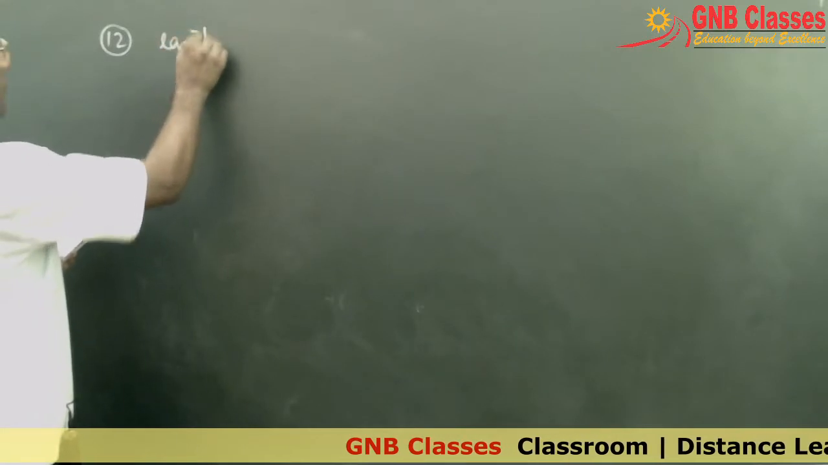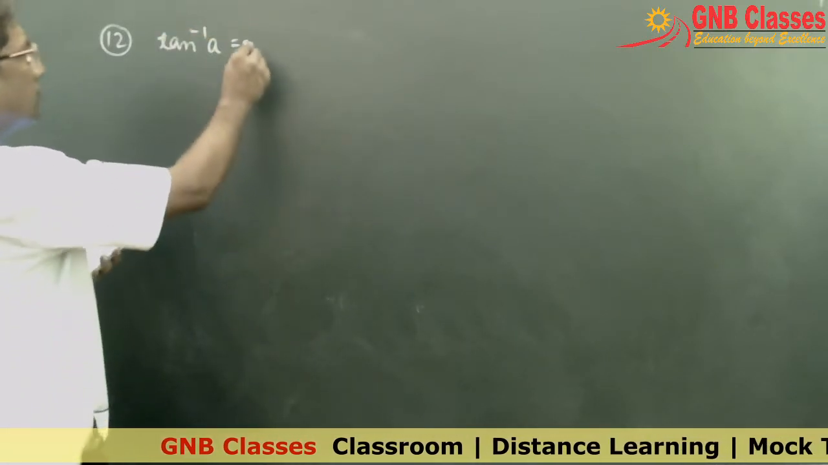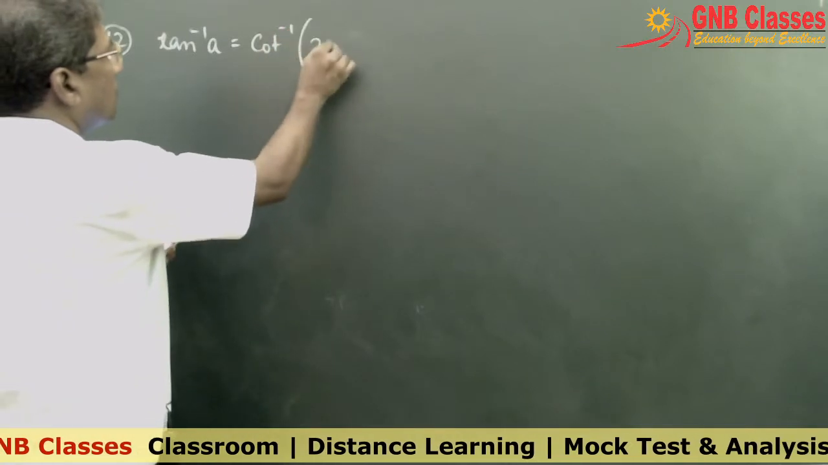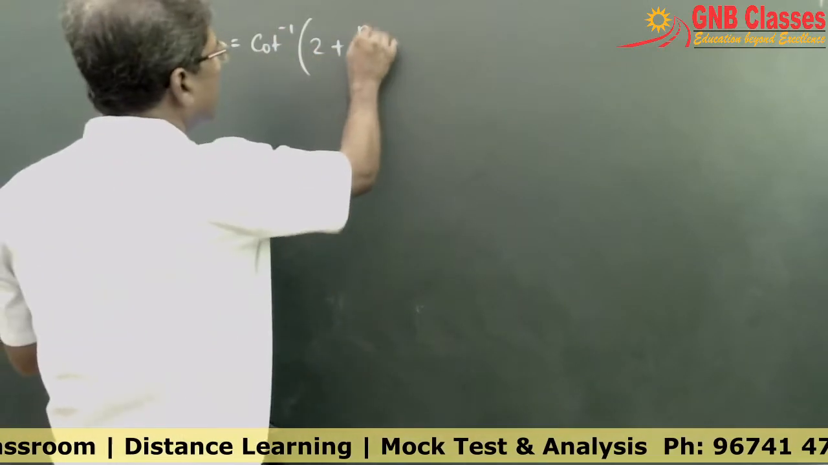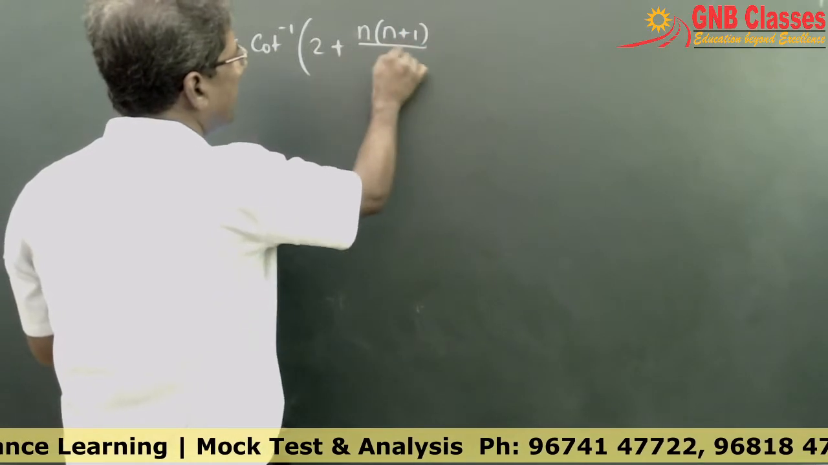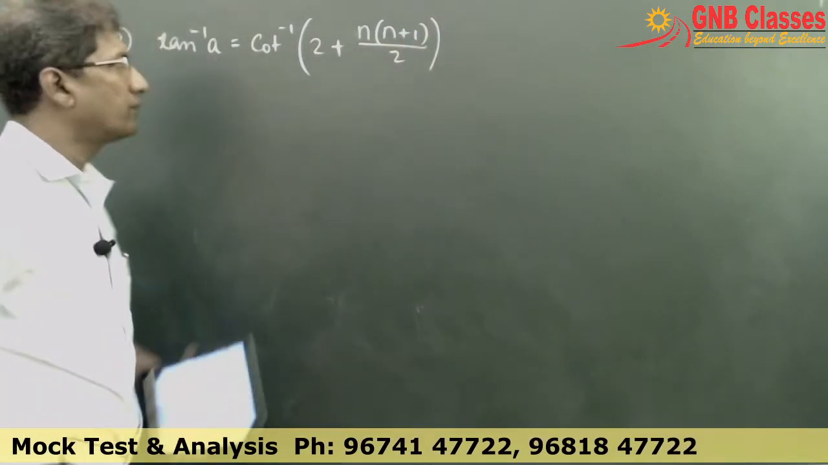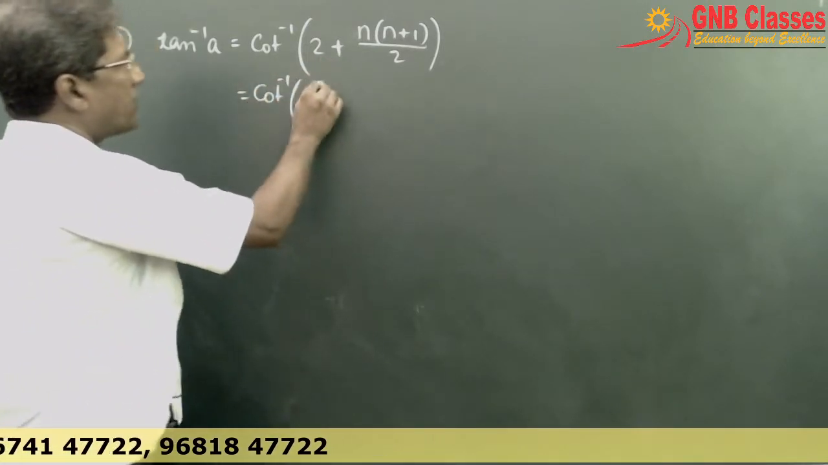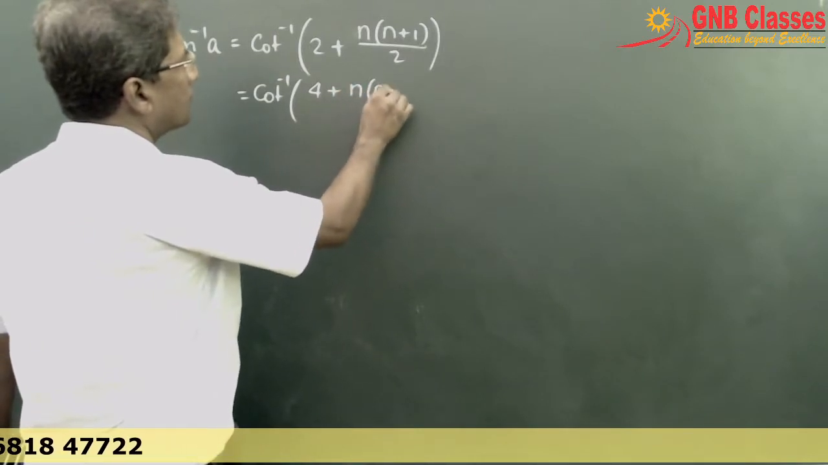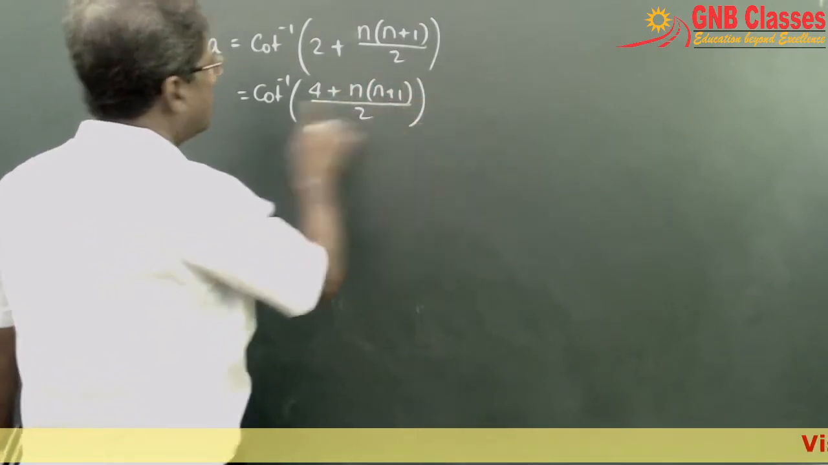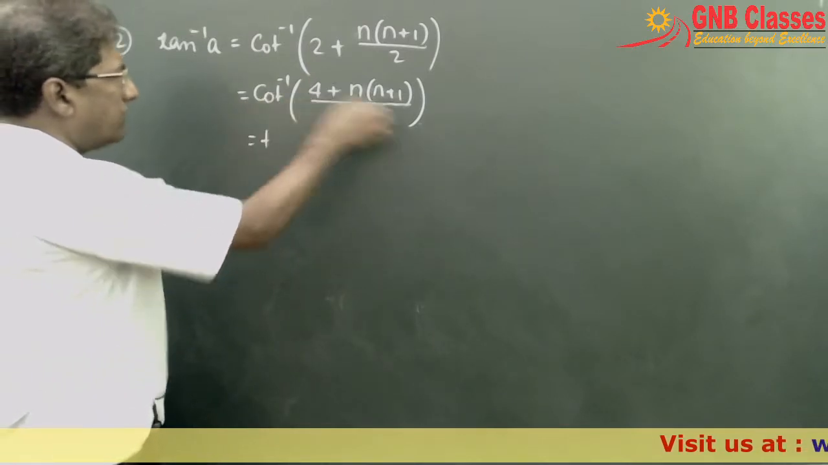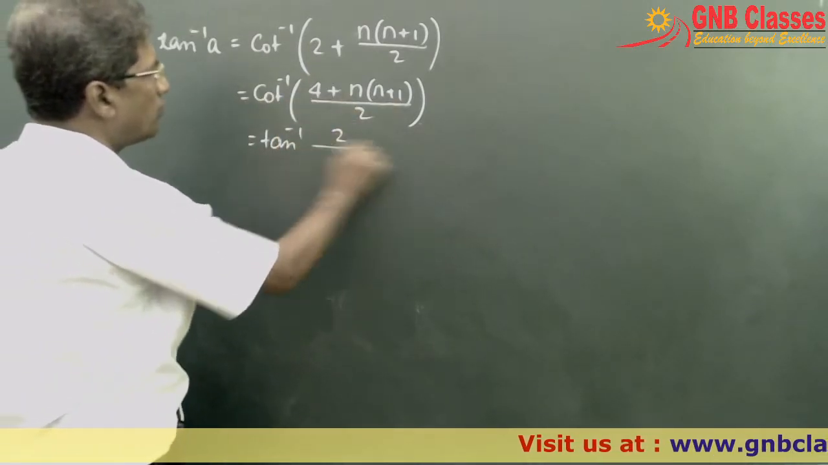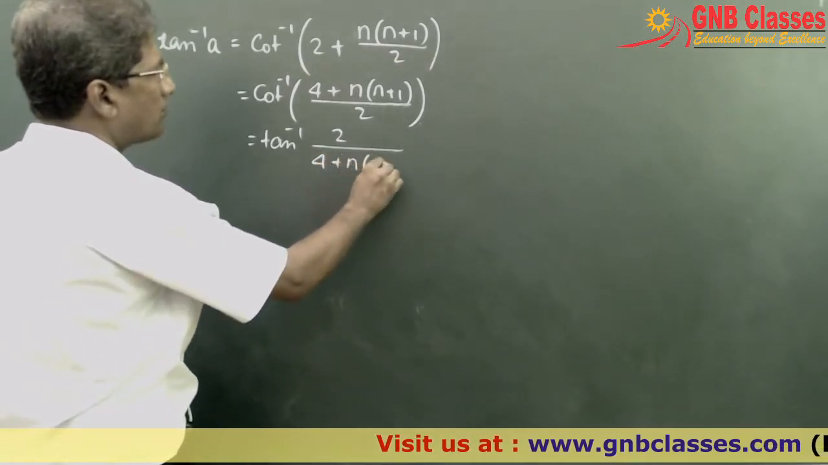In question number 12, they have given us tan inverse A equals cot inverse 2 plus n into n plus 1 divided by 2. Is it clear? Now, after simplifying, we are getting cot inverse 4 plus n into n plus 1 divided by 2. Now, cot inverse this thing equals tan inverse 2 by 4 plus n into n plus 1.